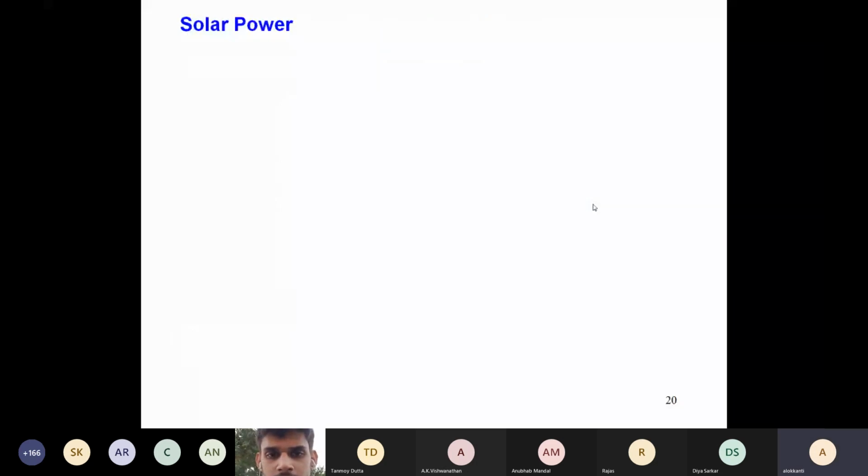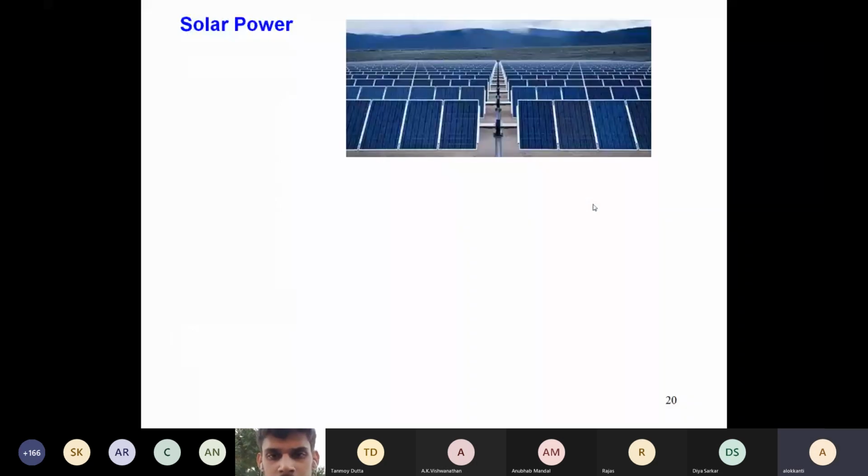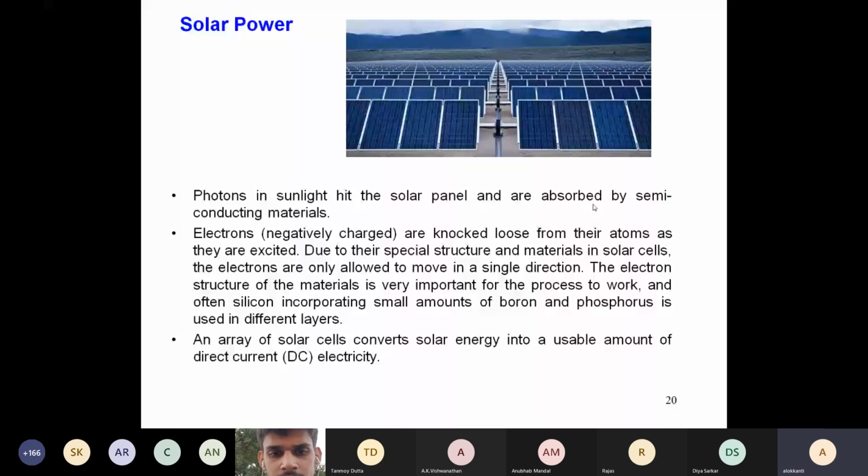So another source of power is basically called solar power. You must have seen solar panels everywhere, in large fields and on rooftops. You will also find solar powered traffic signals. What solar power basically does is the photons in sunlight hit the solar panel and are absorbed by the semiconductor materials. The electrons are knocked loose from the atoms as they are excited. Due to the special structure of the materials in the solar cell, the electrons are only allowed to move in a single direction.